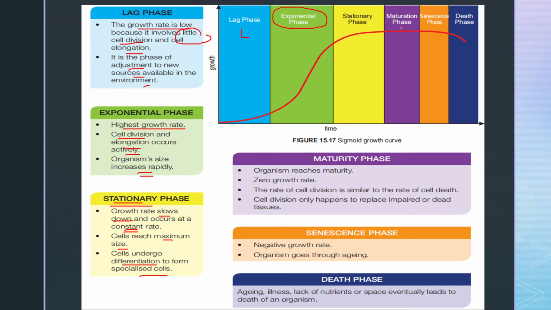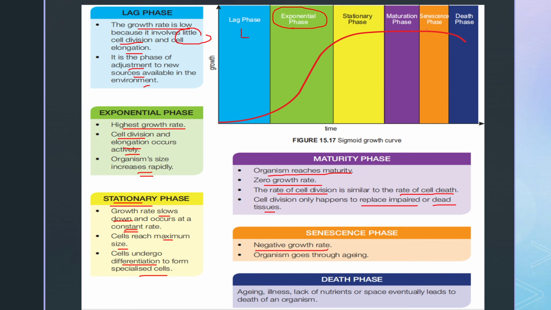Okay, maturation phase. Okay, so you see this is like a horizontal line where we say the organisms now reach maturity and there is no growth, or we say zero growth rate, which means the rate of cell division is similar to the rate of cell death, which means cell division only happens to replace the impaired or dead tissues. Okay, senescence phase ataupun fasa penuaan, you get to see negative growth rate.